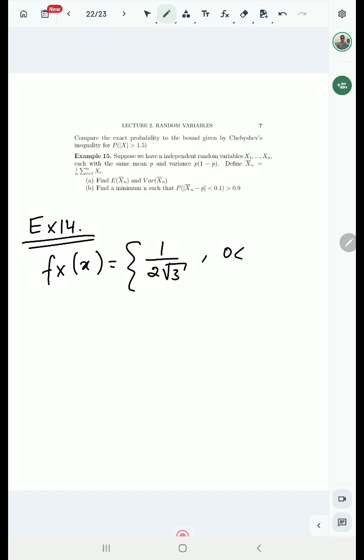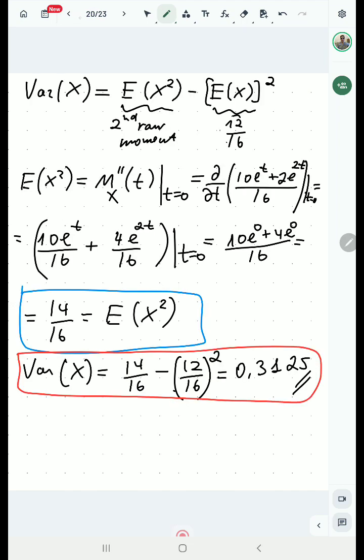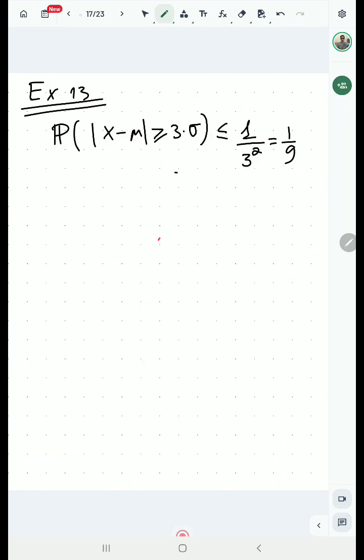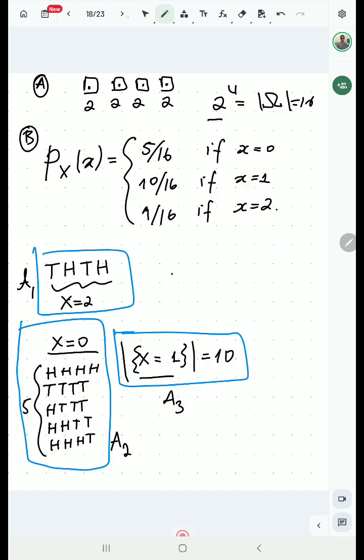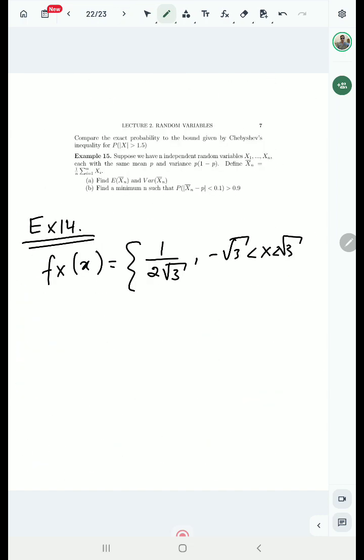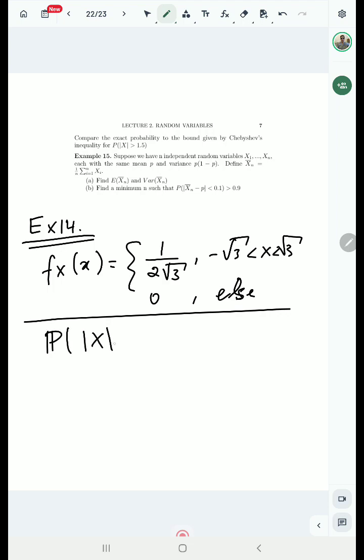If x is in between minus square root of 3 and positive square root of 3, I guess, and 0 elsewhere. So we have to evaluate this probability that x is greater than 1.5.